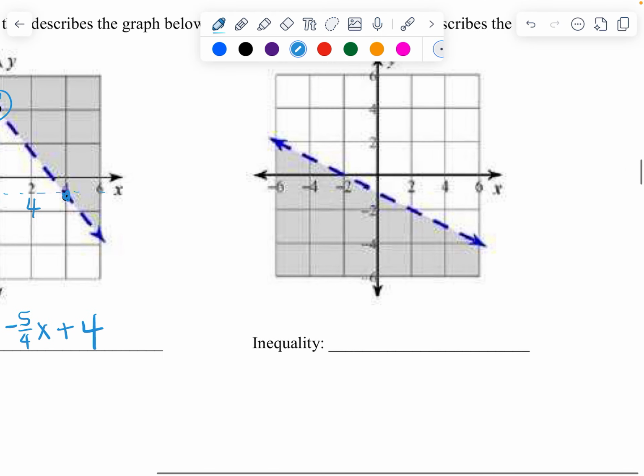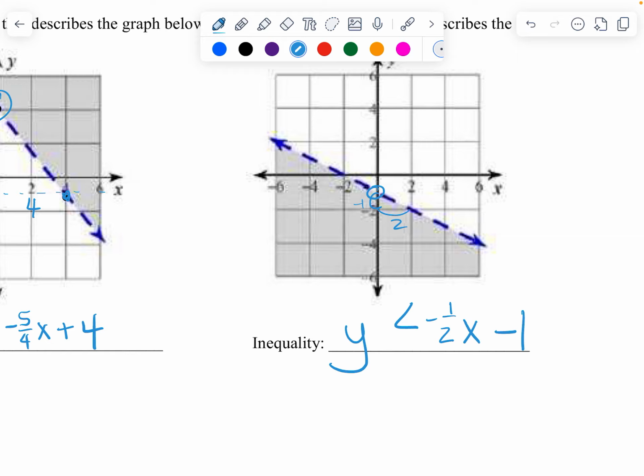Over here, these are going up by 2, so this would be at 1. So at negative 1. The slope on this, I go down 1, I go over 2. So negative 1/2. It is below that line, so it's less than.